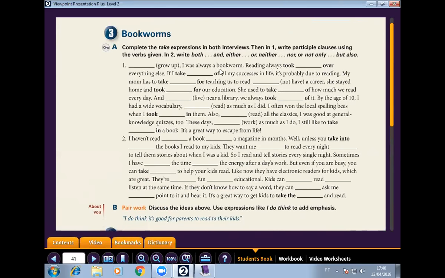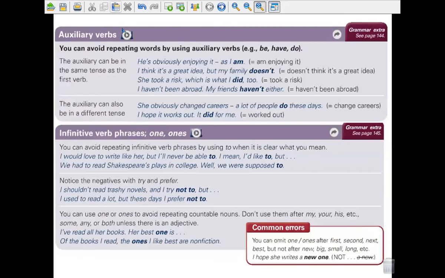Well, we're almost there. Here, you have to complete the take expressions in both interviews. I don't know if you didn't come to class, but I asked you to organize the verbs with take and their meanings. Then in one, write the participle clauses using the verbs given, and in two, write both and, either or, neither nor, or not only but also. But let's come back here just for a moment.